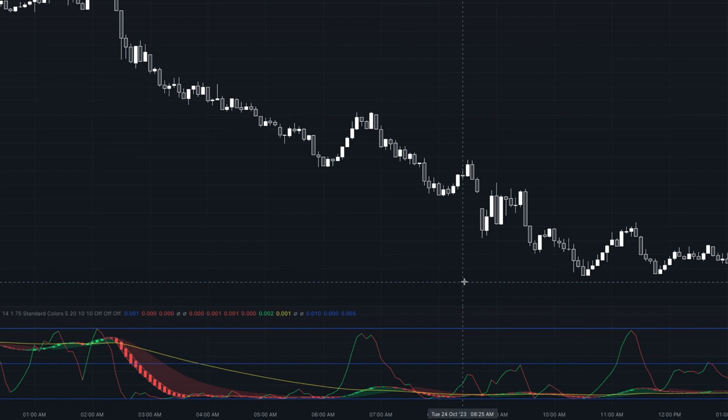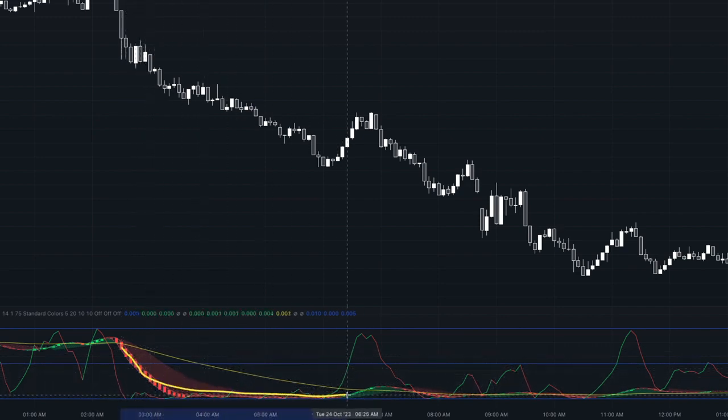So the signal line can be used to spot pullbacks. It can be used to spot divergences. It can be used to spot continuations. So for example, see, we have the delta that has transitioned to a downtrend and is along the bottom of the indicator. And then we have the signal line that pulls up. So this indicates a pullback.